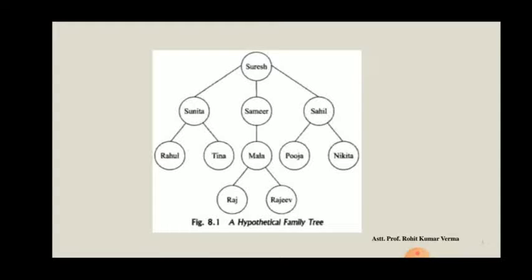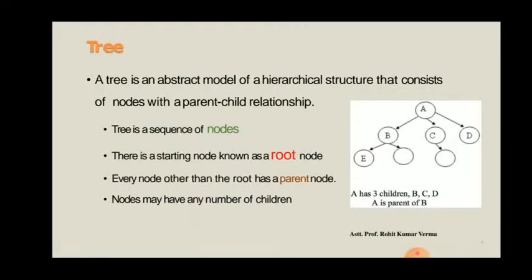Now we are explaining the concept of tree briefly. So basically what is a tree? A tree is an abstract model of a hierarchical structure that consists of nodes with a parent-child relationship. Whatever I am saying, you have to remember: the node at the top of the tree is known as root node.